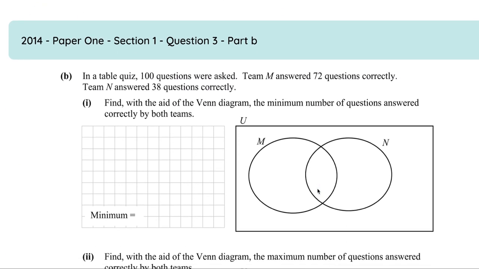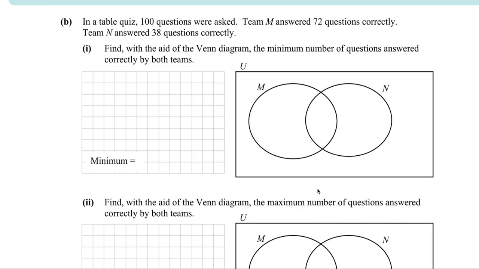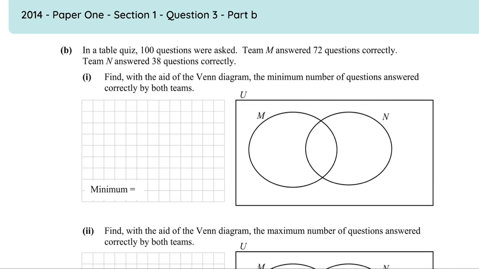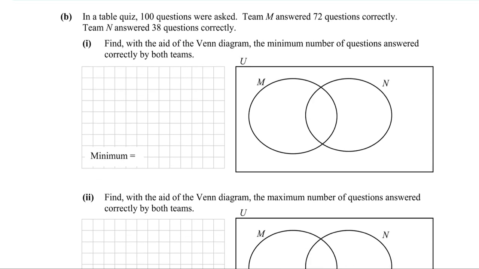The next one is one of the tricky ones where they talk about maximizing and minimizing results. So this is a tricky kind of question. It's 2014 paper 1 question 3. In a table quiz, 100 questions were asked. Team M answered 72 questions correctly. Team N answered 38 questions correctly. Find, with the aid of the diagram, the minimum number of questions answered by both teams correctly.